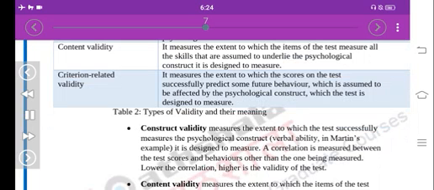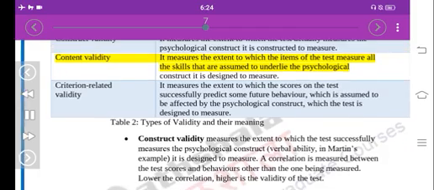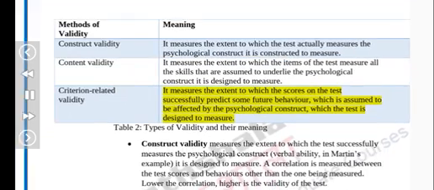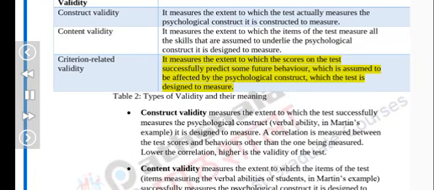Methods of validity. Meaning. Construct validity. It measures the extent to which the test actually measures the psychological construct it is constructed to measure. Content validity. It measures the extent to which the items of the test measure all the skills that are assumed to underlie the psychological construct it is designed to measure. Criterion related validity. It measures the extent to which the scores on the test successfully predict some future behavior, which is assumed to be affected by the psychological construct, which the test is designed to measure. Table 2. Types of validity and their meaning.